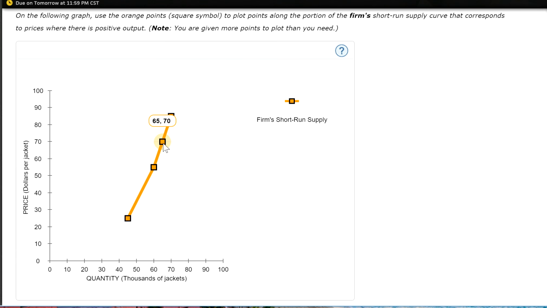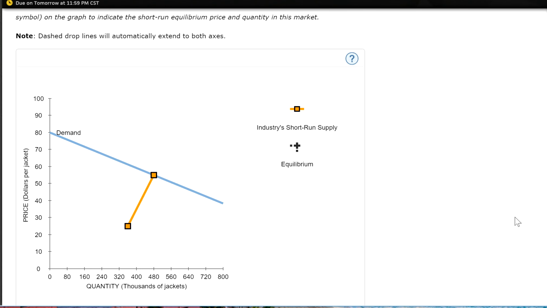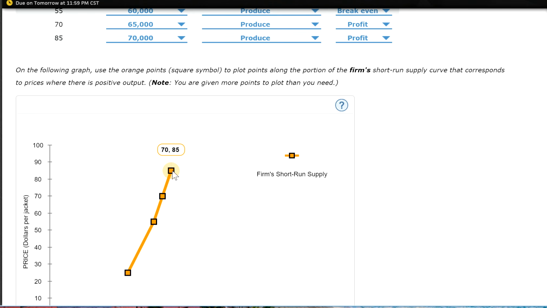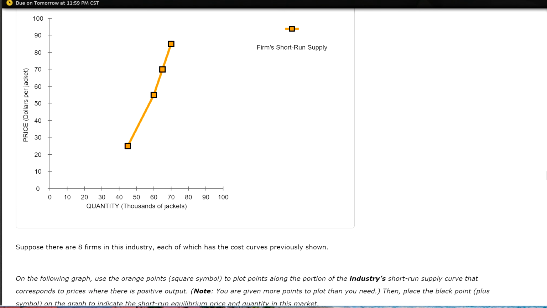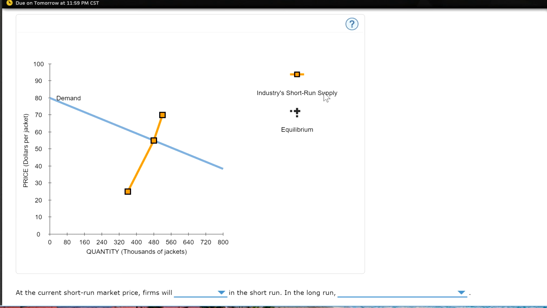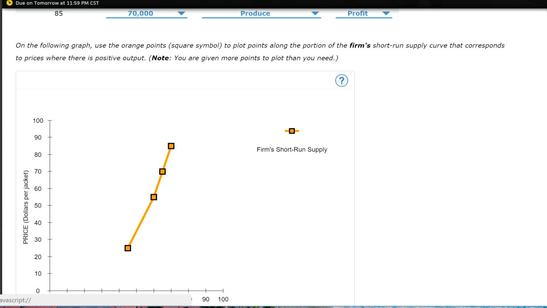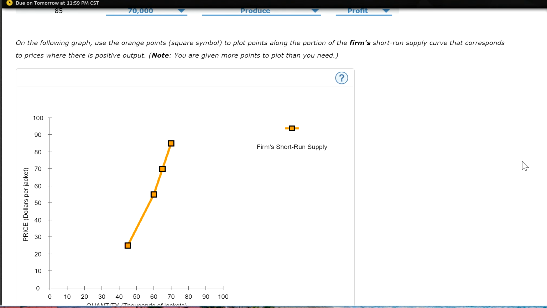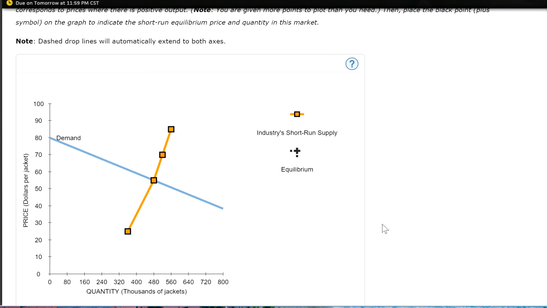Then next would be 65 times 8, that's 520 at $70. And the last one is 70 times 8, that's 560 at $85. Make sure that's right. Yep. Okay. And then indicating the price: the price is the intersection between the supply and demand curve. So this will be the price.